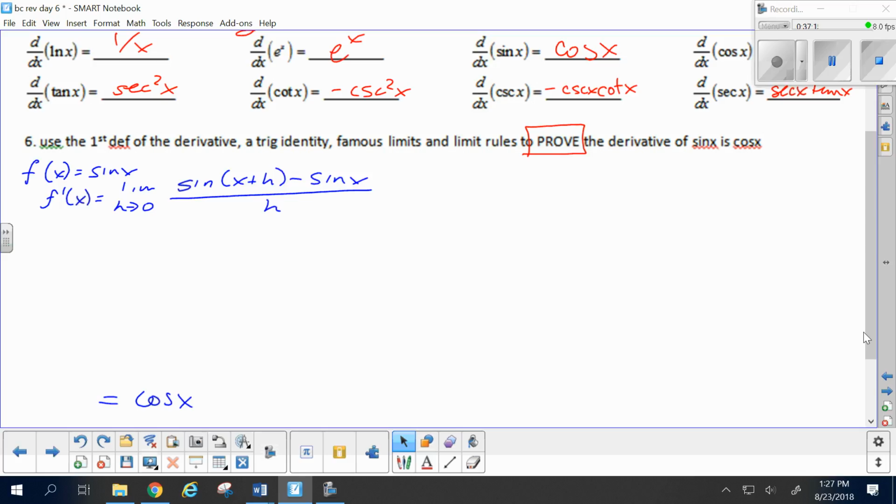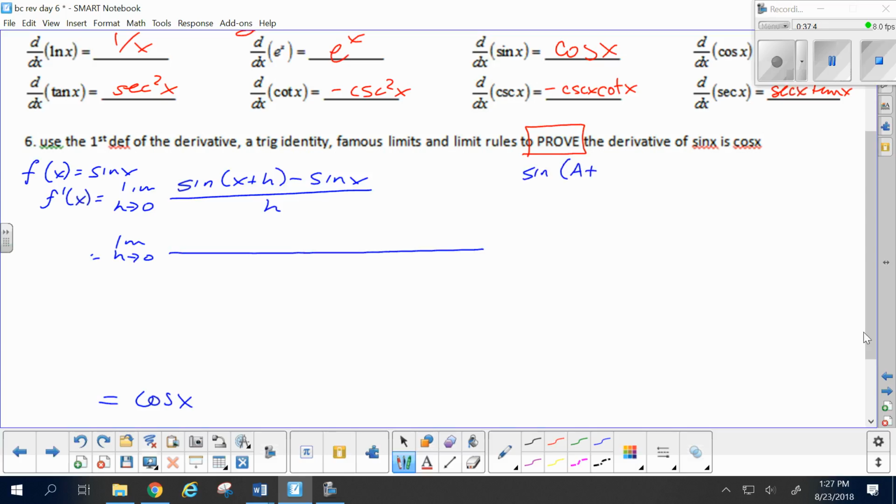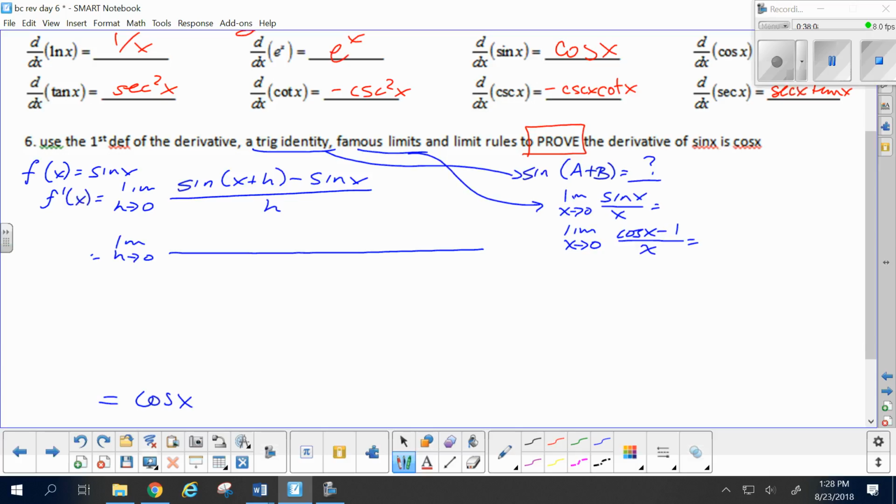That's close. Three famous limits that any calculus student worth their salt should know.